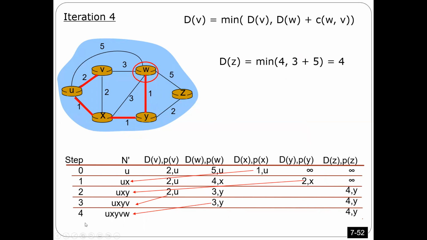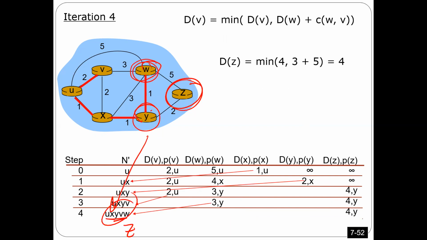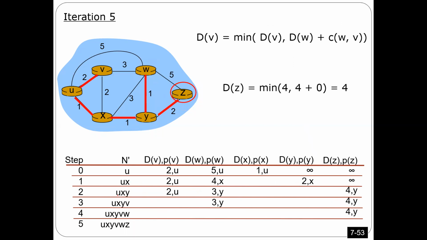So now I have almost everything except Z, okay? If I come to Z, actually, I don't need to do anything. Why? Because Z has two neighbors, W and Y, okay? But the two neighbors are already here. So I don't need to do anything. So I am done. I'm done. That means I checked the neighbors of all nodes.